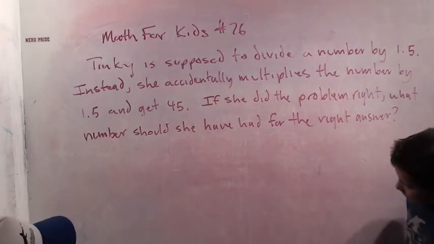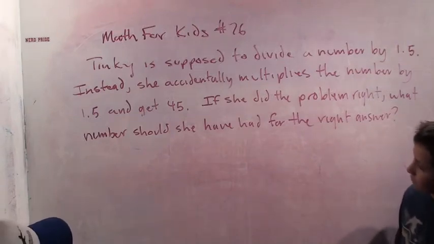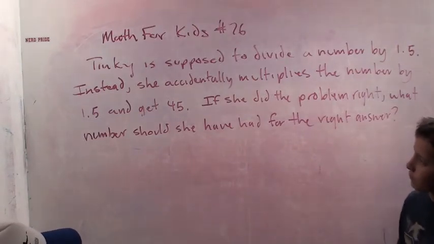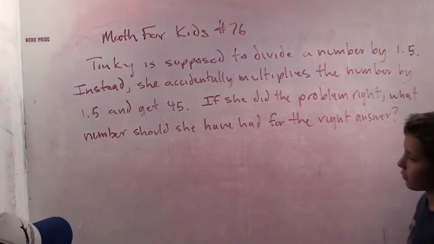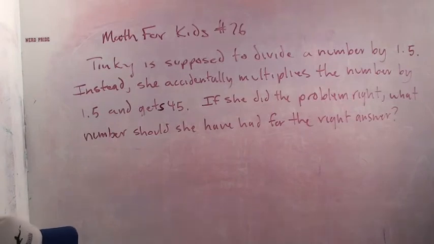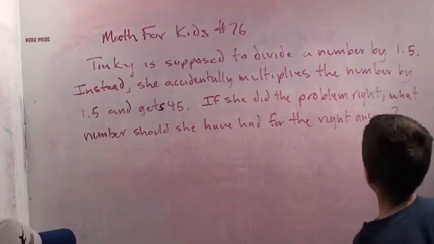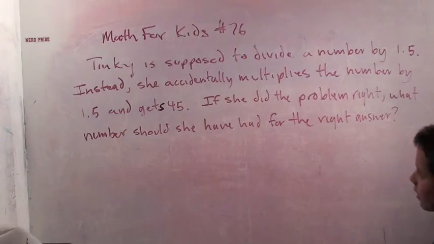Tinky is supposed to divide a number by 1.5. Instead, she accidentally multiplies the number by 1.5 and gets 45. Whoopsie. If she did the problem right, what number should she have had for the right answer? So what should she have done to get the right answer?